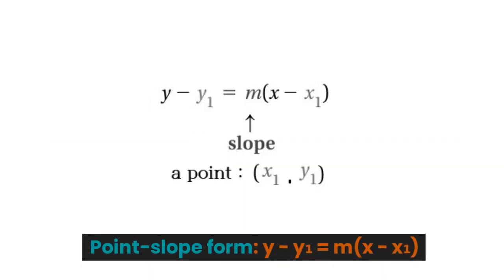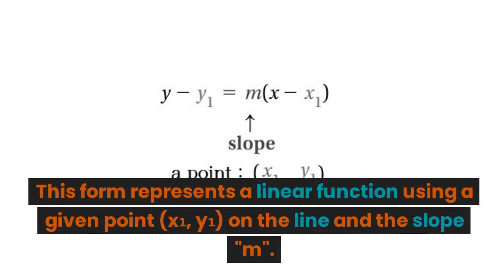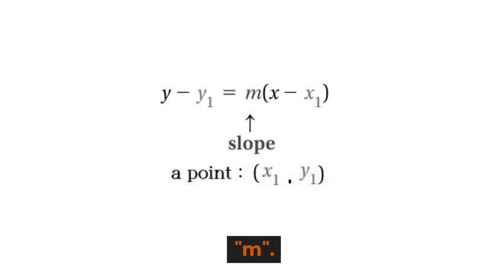Point-slope form, y minus y1 equals m times x minus x1. This form represents a linear function using a given point, x1, y1, on the line and the slope m.